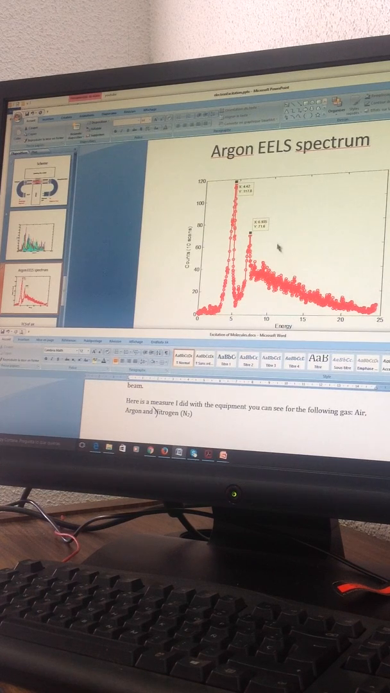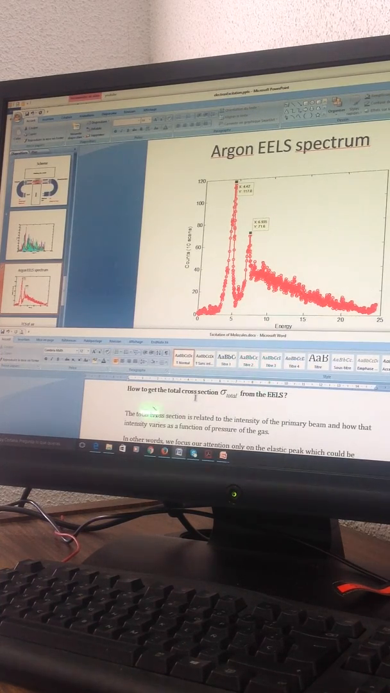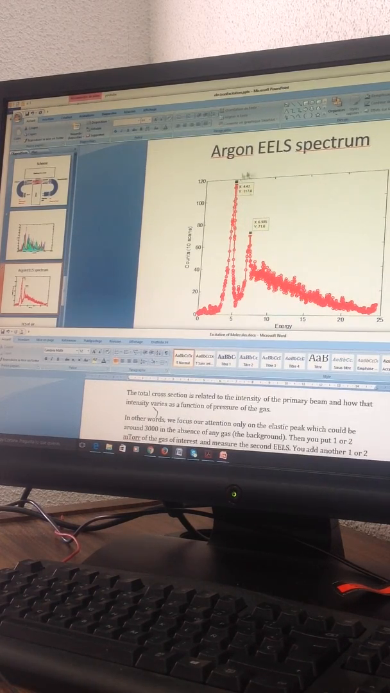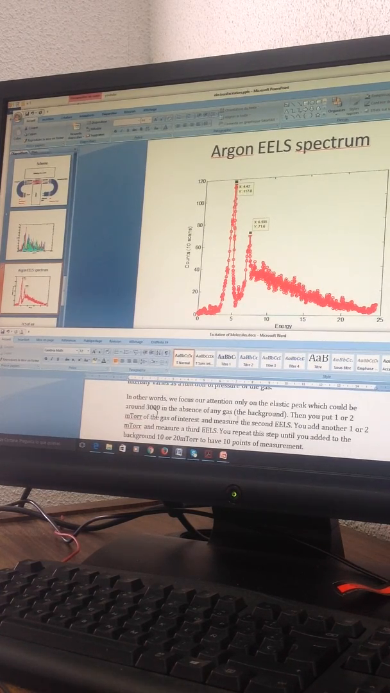For argon, you have the electron energy loss spectrum, and for the total cross section, I will show the one of air. So this is the protocol, how to get the total cross section, sigma total, from the electron energy loss spectrum, which is here. The total cross section is related to the intensity of this primary beam. So we just focus on this elastic beam and forget about this part. How this intensity varies as a function of the pressure of the gas introduced gives us the total cross section.